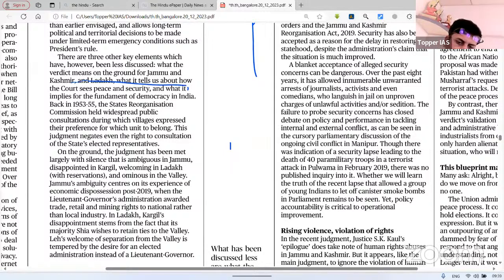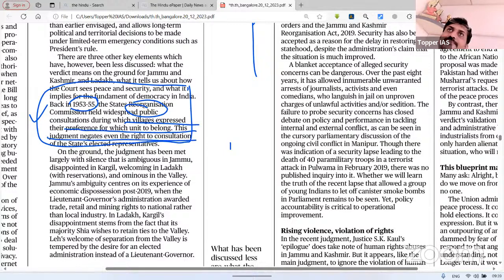See this one part, what it's saying. In 1953 to 55, the State Reorganization Commission was planning for new states. So it consulted people: where do you want to join, which state are you ready to join? Got it? There was widespread public consultation during which villages expressed their preference for which unit to belong to. This judgment negates elected representatives.